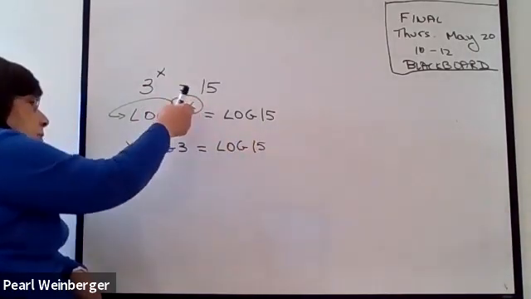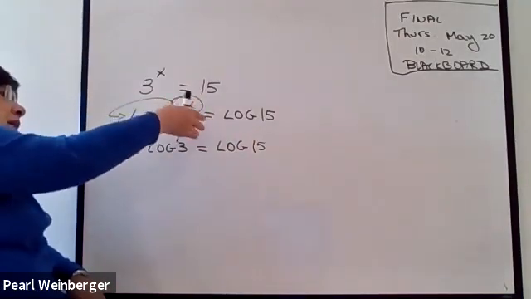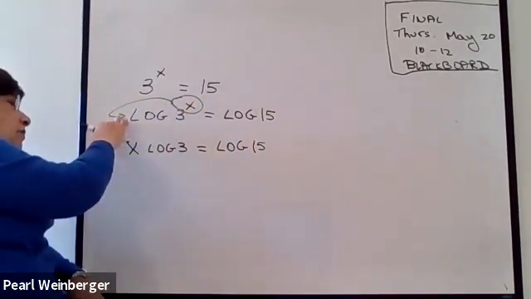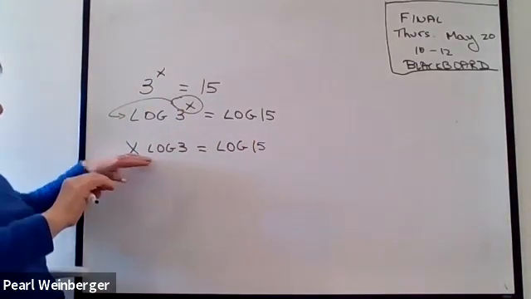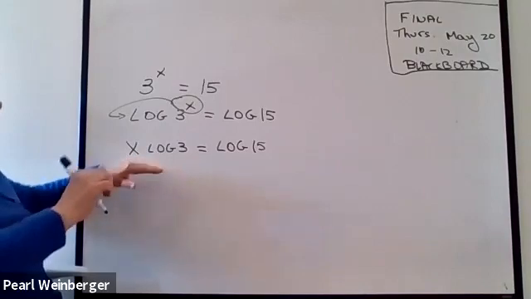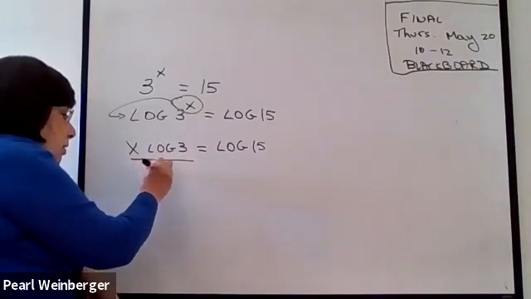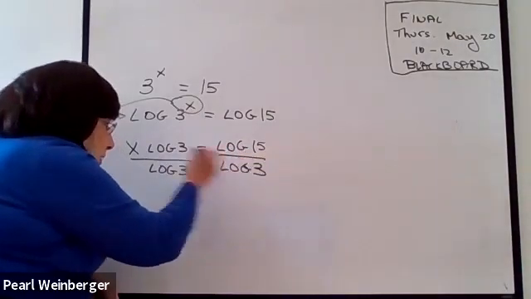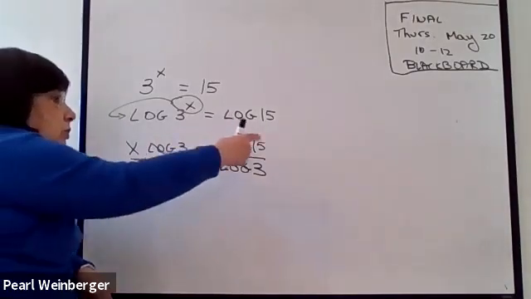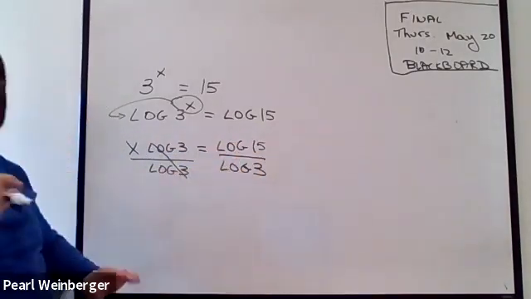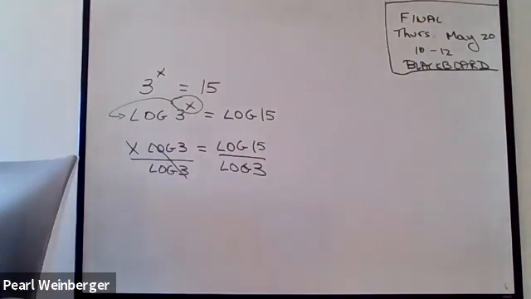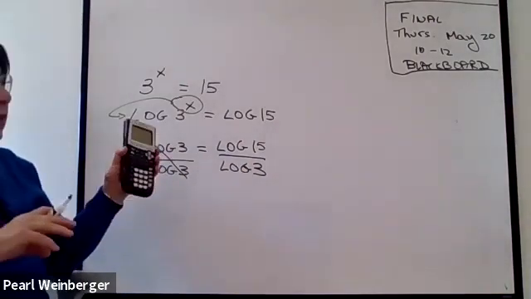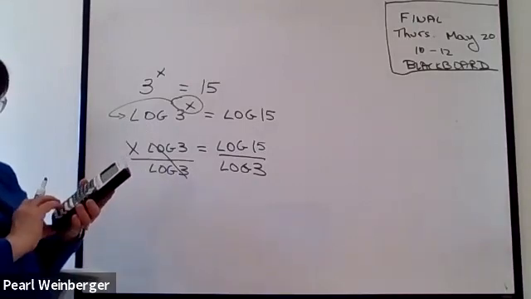We've made our exponent, which was sort of up in the air, come down to the ground by bringing it in front as a coefficient. And now I just want to get the x alone, so I'll divide both sides by log 3. So it turns out that my x is equal to the log of 15 over the log of 3. And now I must go to my calculator because I can't do this without a calculator.